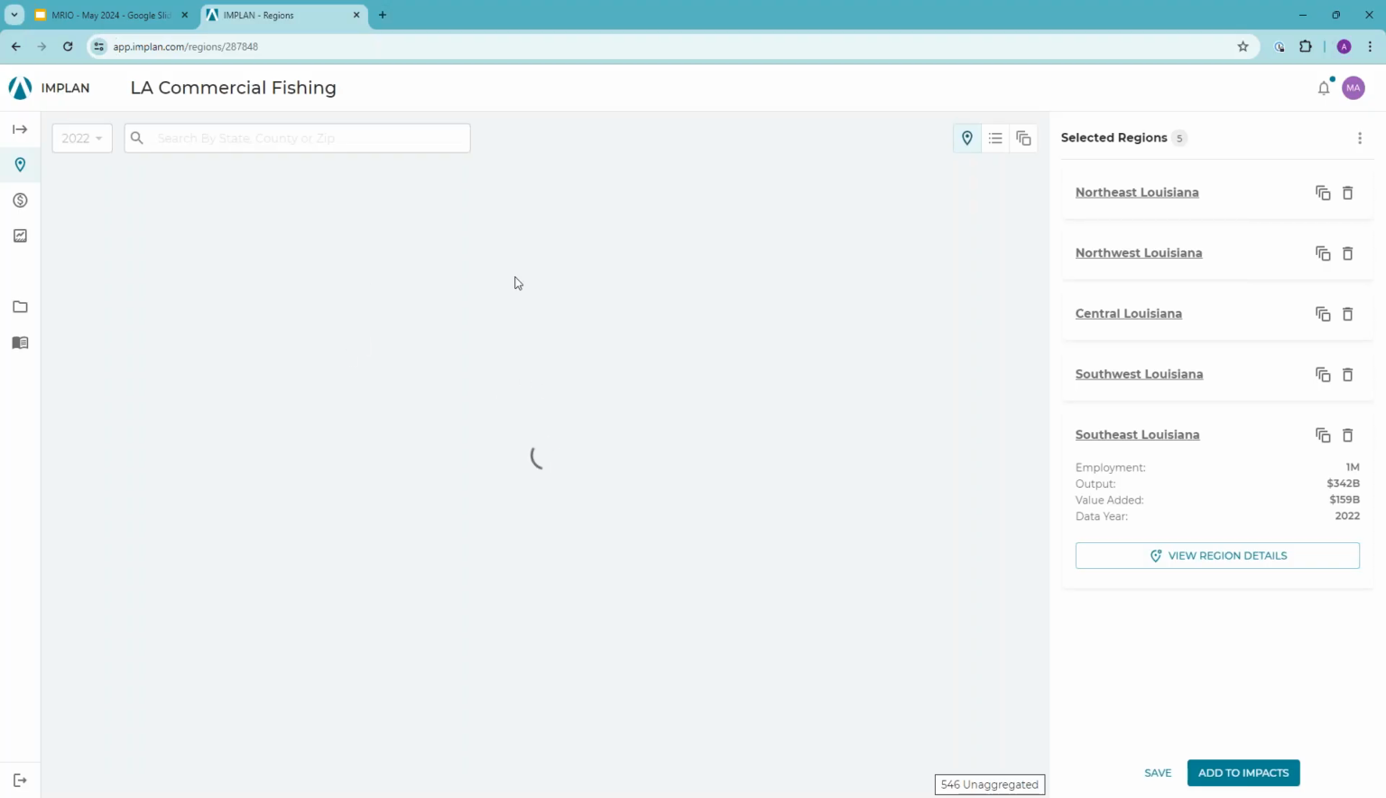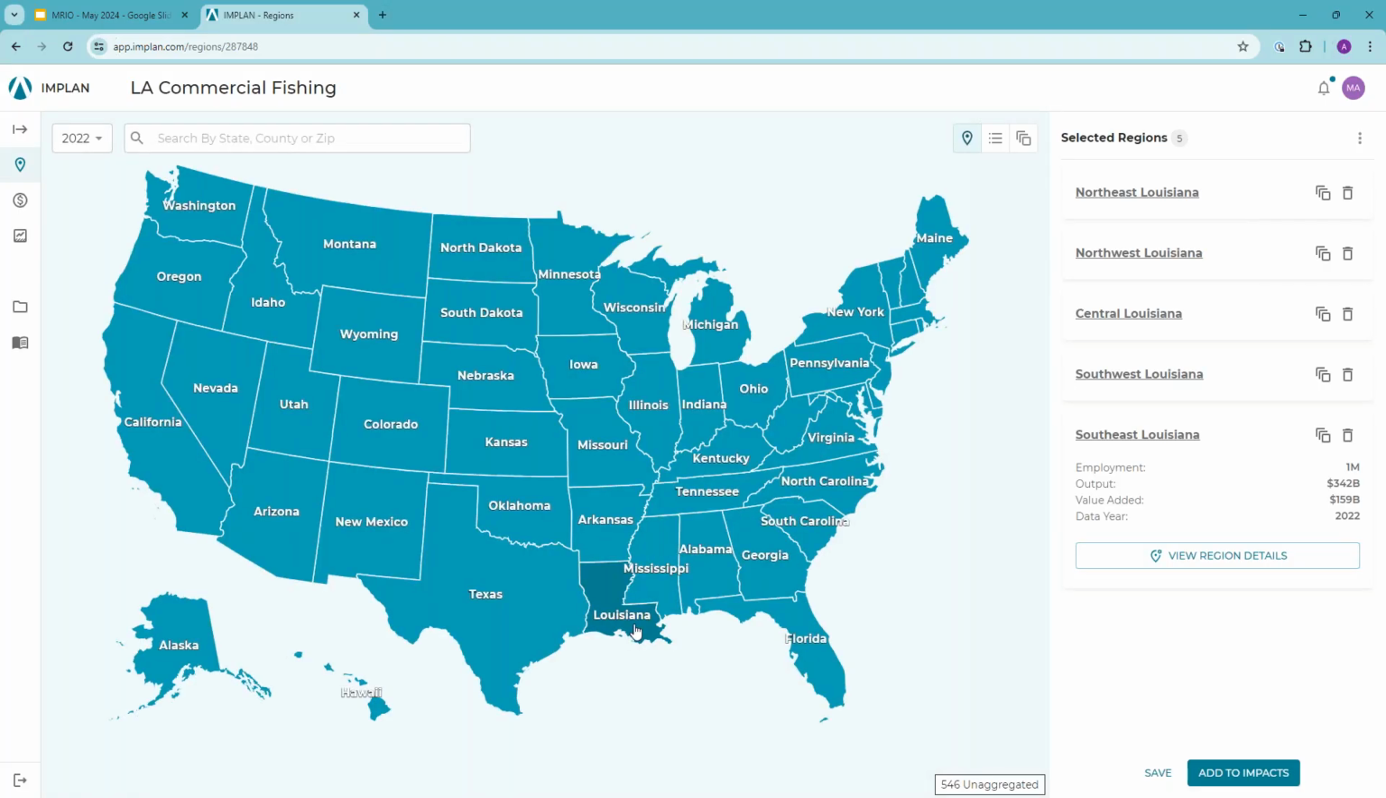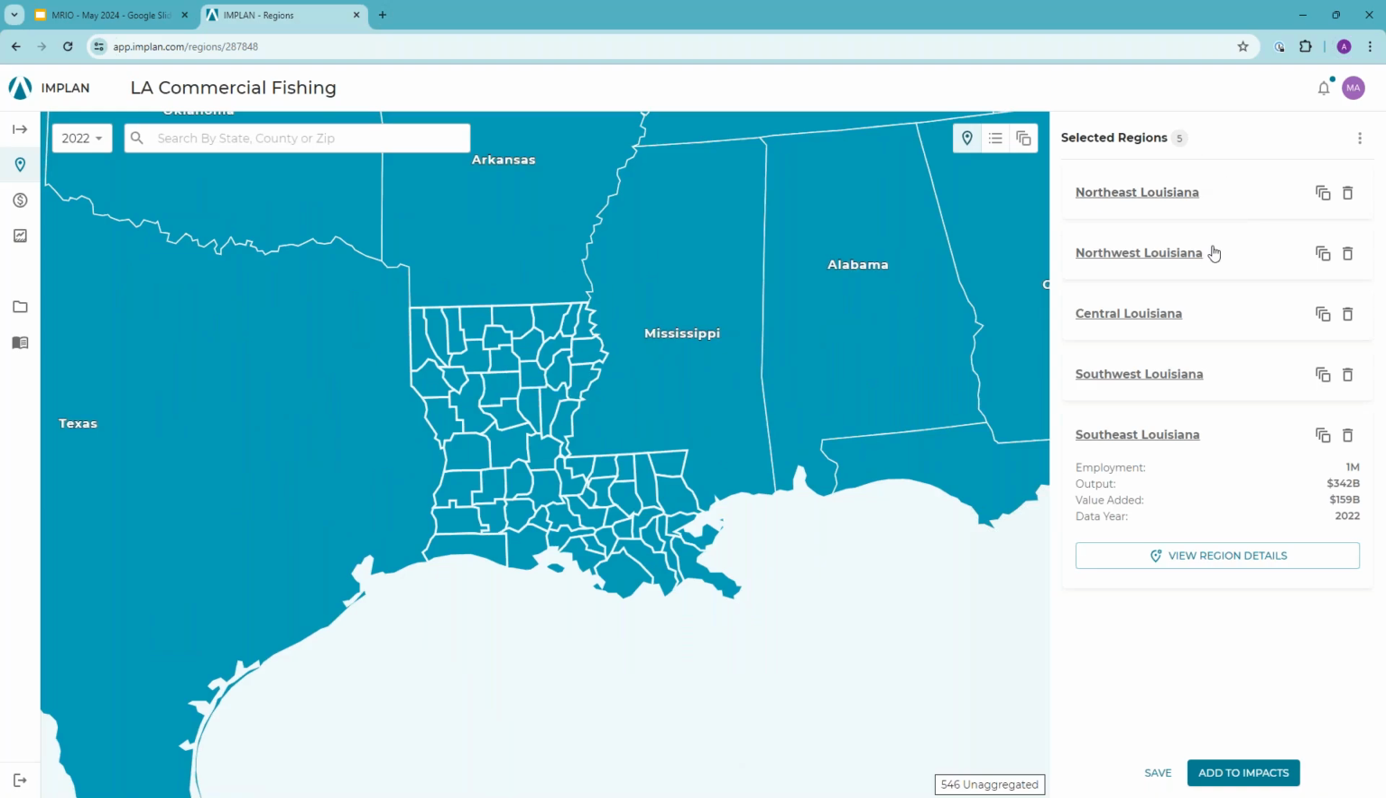In this project, I wanted to look at commercial fishing within the state of Louisiana. So as you can see, we broke up our state into several regions, and we added them all as individual regions. In order to run this analysis, the first step, remember, is going to be to create our regions.